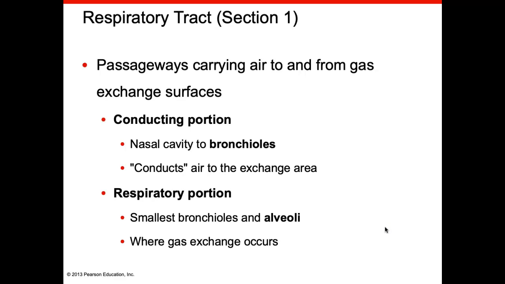So we call those passageways that are just transporting air conducting passageways. It's from the nasal cavity to the bronchioles, and then the respiratory portion would be the smallest bronchioles and the alveoli, and that's where the gas exchange actually occurs.